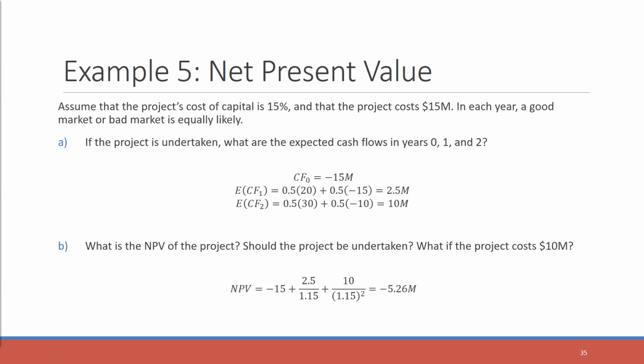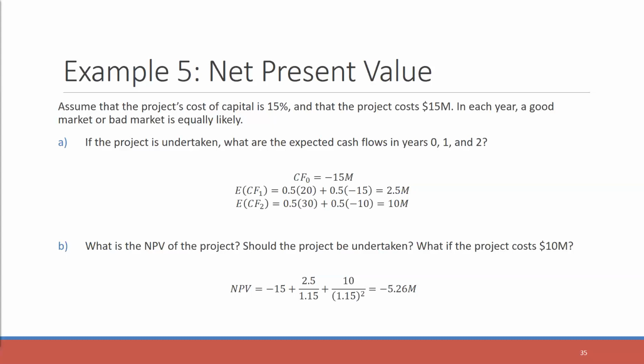When we multiply our probability by our cash flow for that state and sum them up, we've got our expected cash flows. So on average, we're going to get 2.5 million in year 1, and on average, we're going to get 10 million in year 1. Notice how those averages are different from the actual cash flows we'll get if it's a good year or if it's a bad year, because we're taking an average across these cash flows.